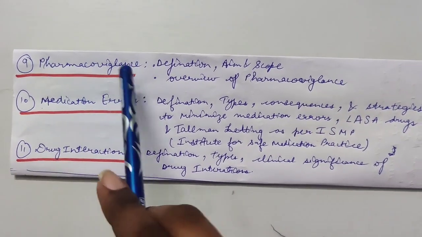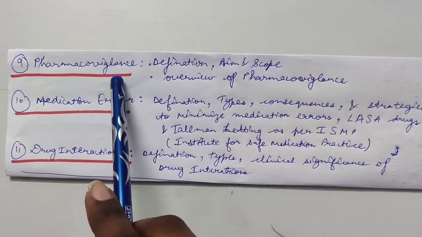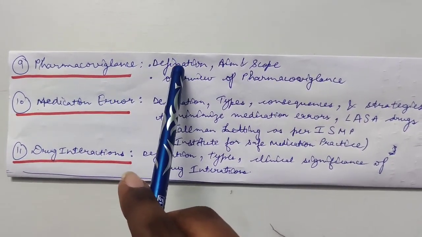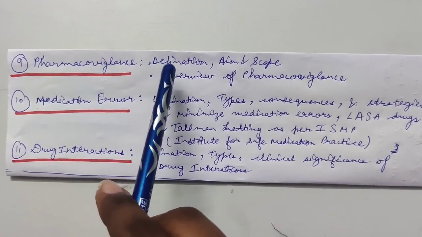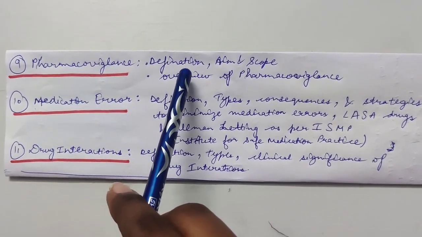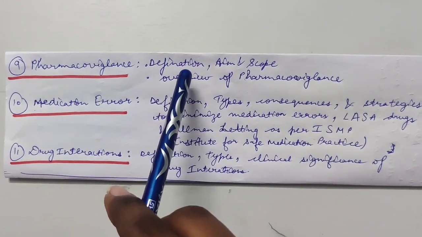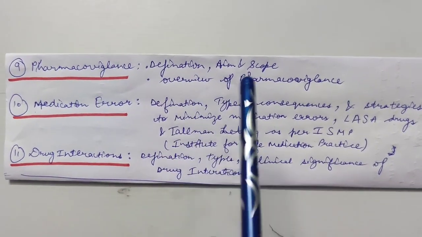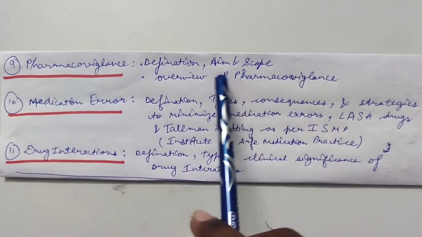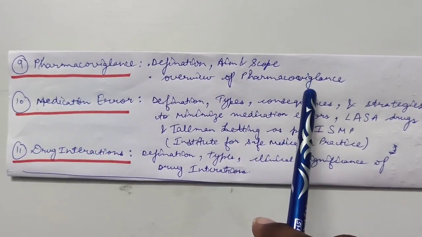Number 9th is pharmacovigilance. What is pharmacovigilance? Its definition. Pharmacovigilance is assessment, detection, management and prevention. It is to keep a check on the drug after it comes in the market. It's drug safety. Its aim and scope, overview of pharmacovigilance.